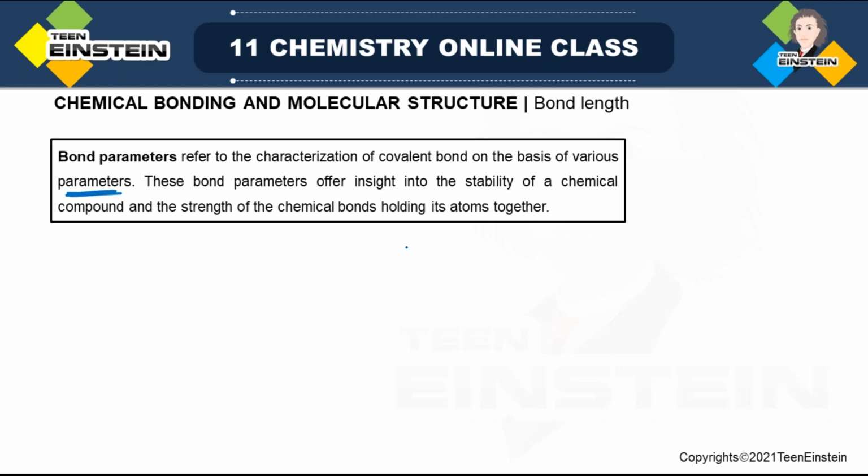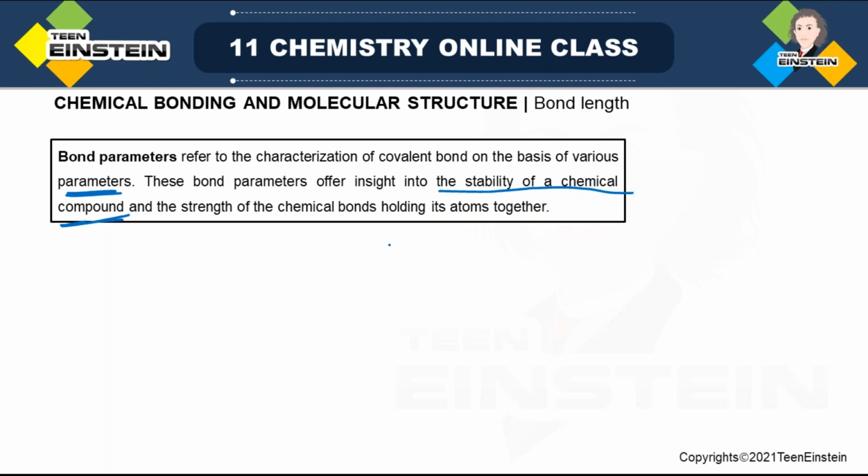These bond parameters, why they are important? Because they can give you some insight into the stability of a chemical compound. So if you know these parameters properly, you can have clear idea about the nature of the bond or whether it is stable. Okay, and also the strength of the bond. So all these things will be revealed to us if we know these parameters properly.